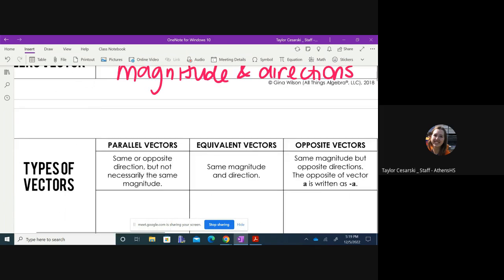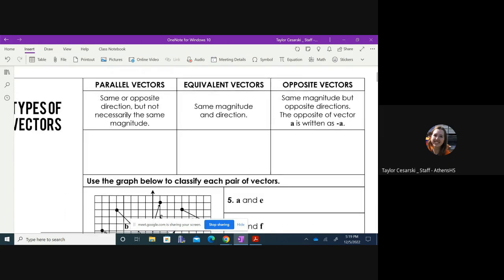All right, so that brings us to just a couple of these definitions. There's parallel vectors, equivalent vectors, and opposite vectors. Kind of means exactly what you think they mean. Equivalent would be the exact same. Parallel is the same or opposite direction, but not necessarily the same magnitude. And opposite vectors, same magnitude, same length, but opposite direction.